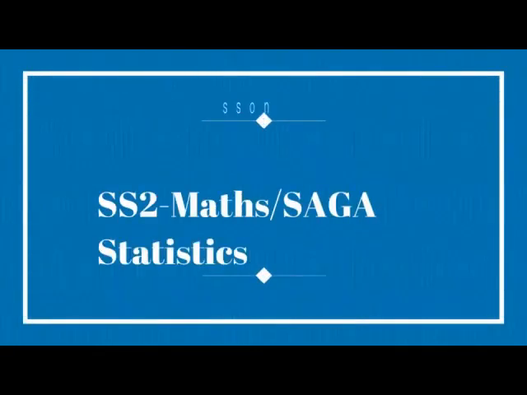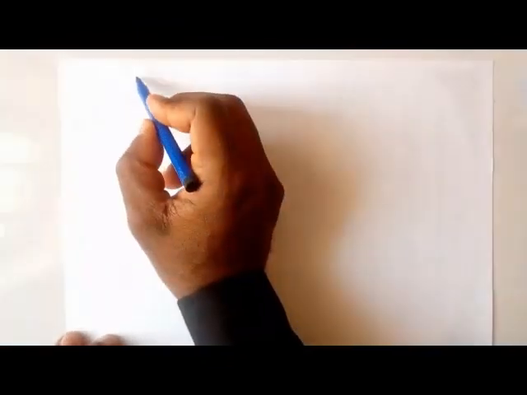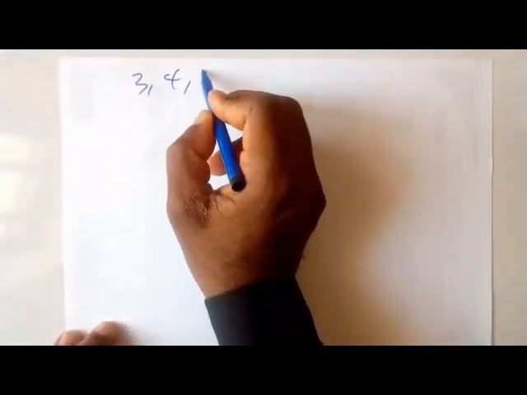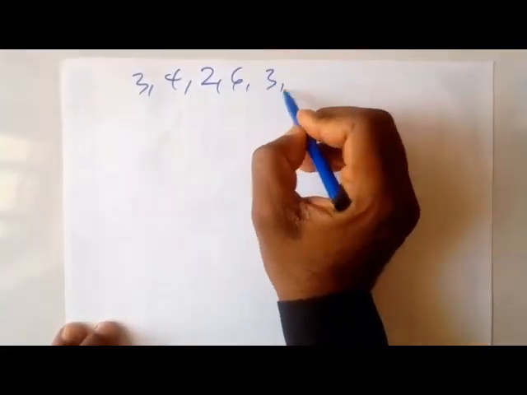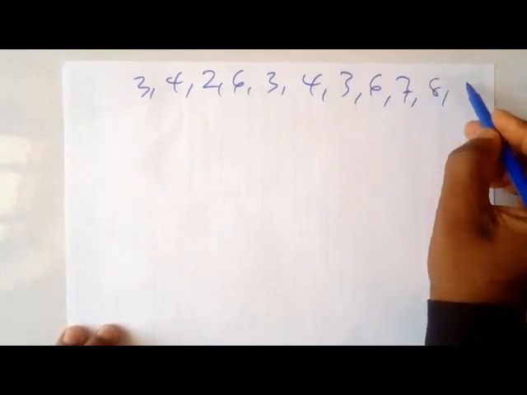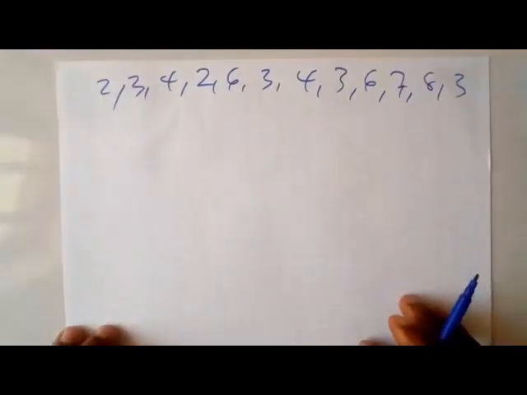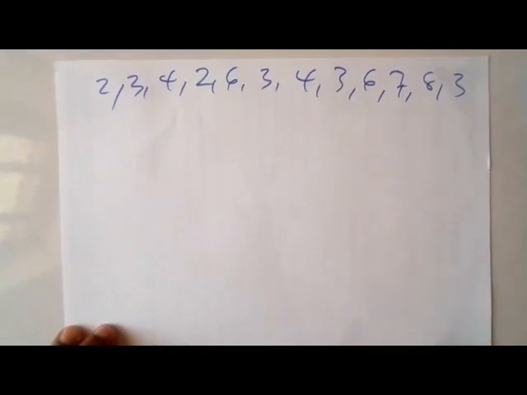Okay, let us look at frequency table for ungrouped data. Raw data are also known as ungrouped data. Let's say you collect random scores of some students, let's say you have 3, 4, 2, 6, 3, 4, 3, 6, 7, 8, 3. So this is random data, or ungrouped data.